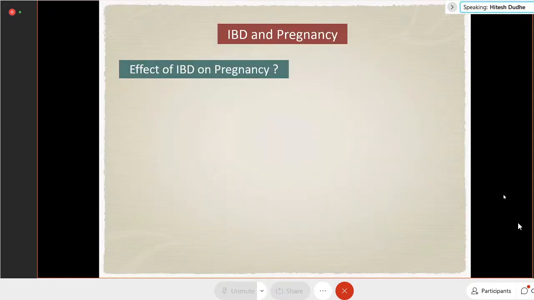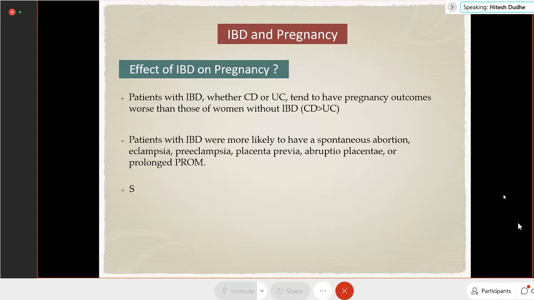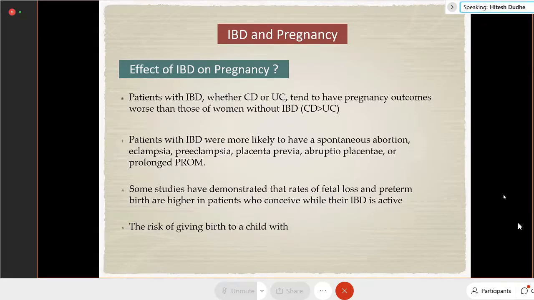So now, IBD and pregnancy. Effect of IBD on pregnancy. Patients with IBD, whether CD or UC, tend to have pregnancy outcomes worse than those women without IBD. Patients with IBD were more likely to have spontaneous abortions. They have eclampsia, preeclampsia, placenta previa, abruptio placentae, and prolonged premature rupture of membrane. Some studies have demonstrated that rates of fetal loss, preterm birth, and low birth weight are higher in patients who conceive while their IBD is active.